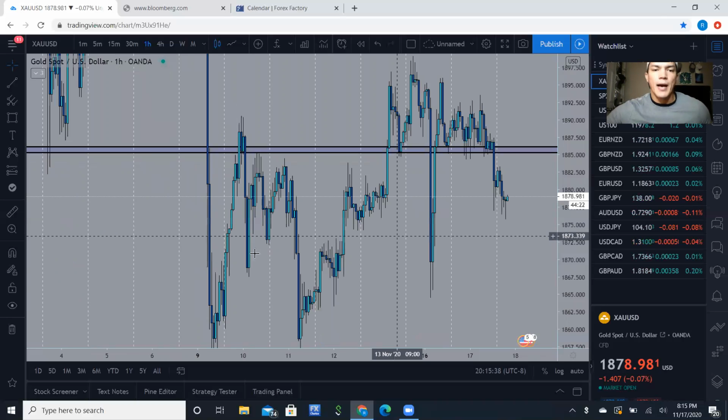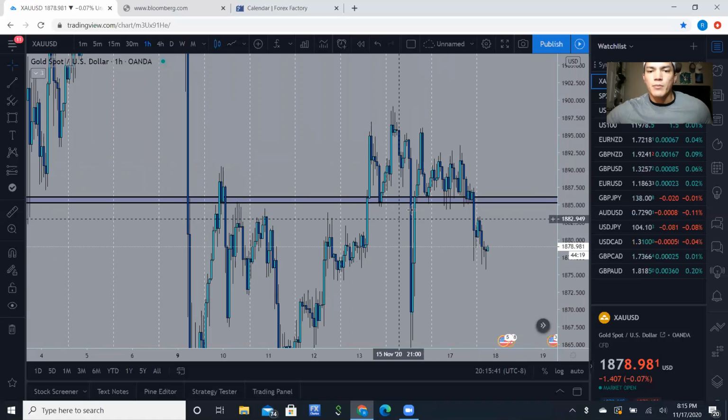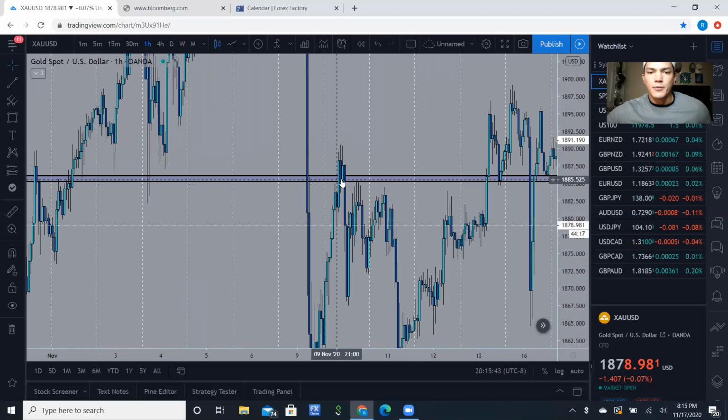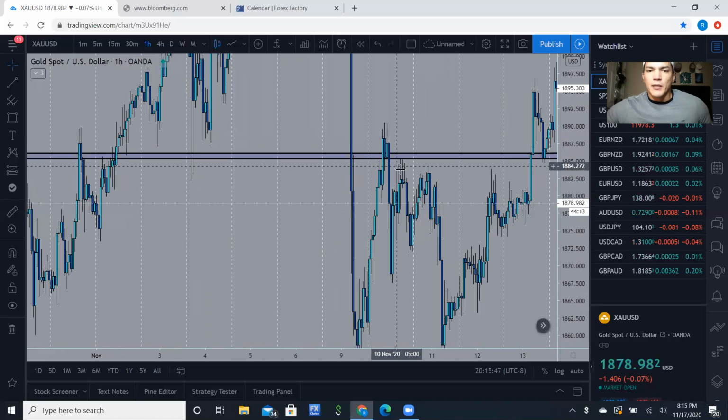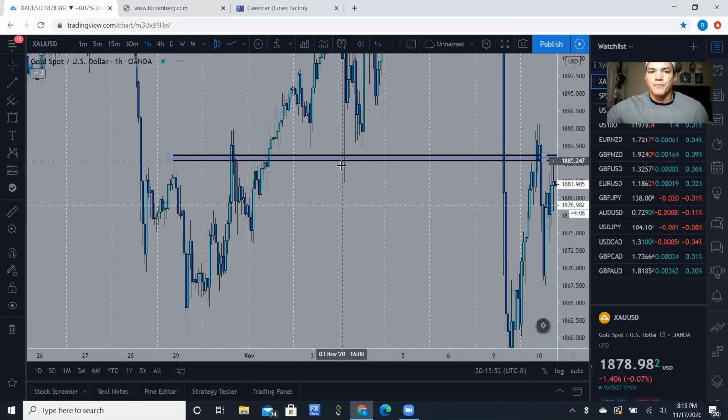Okay, so let's go to the past, and you can see that where I placed my zone, it respects it here, just once or twice. But then it respects it here, but that is not your support. That's not what we're looking at. So let's look at a better example.